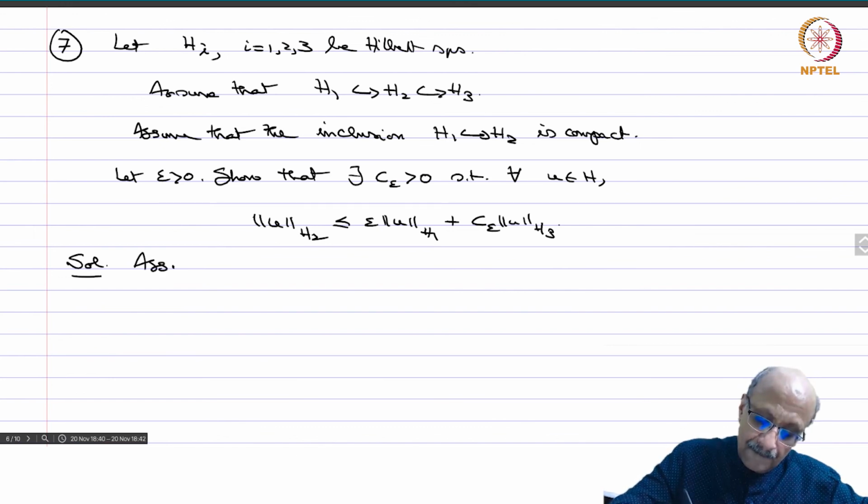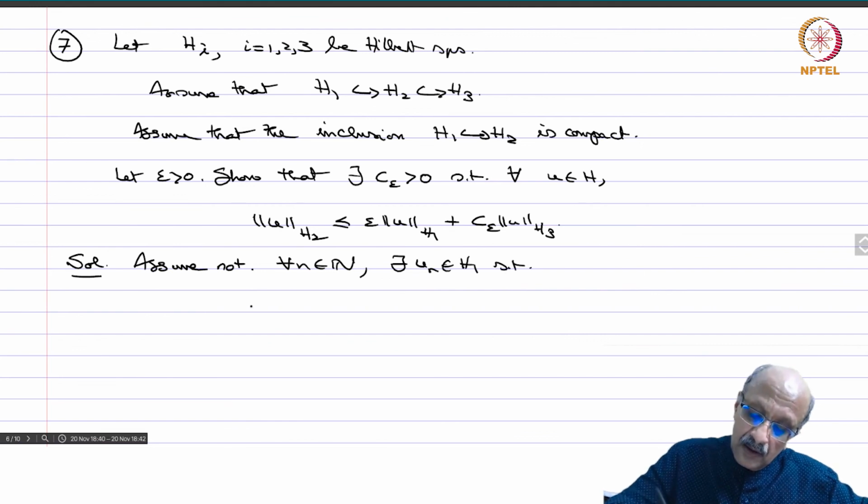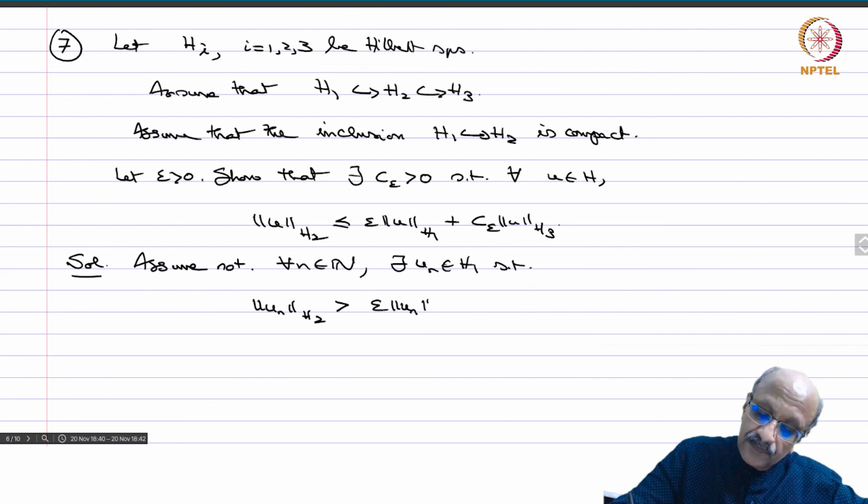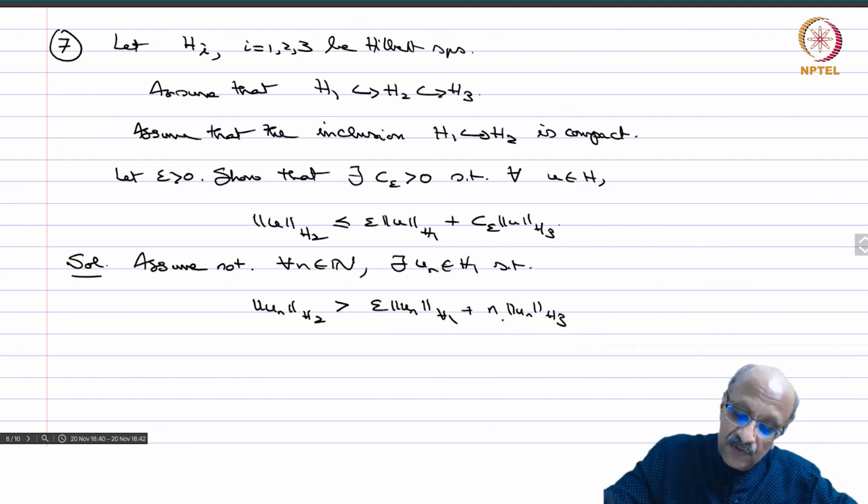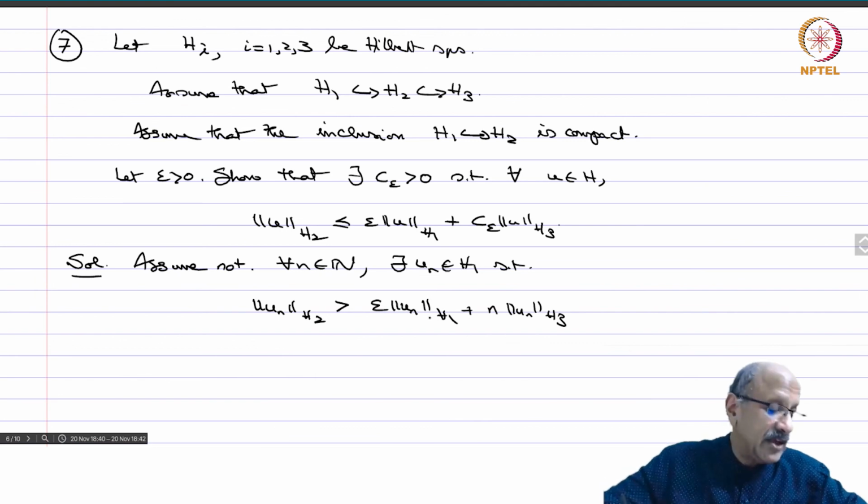Assume not. Then whatever constant you put here, you can find a vector which violates this inequality. So for every n in N, there exists a un in H1 such that norm un in H2 is strictly bigger than epsilon times norm un in H1 plus n times norm un in H3. So I am taking C epsilon as n, and therefore for every such n I will have a violation, and therefore this is star.